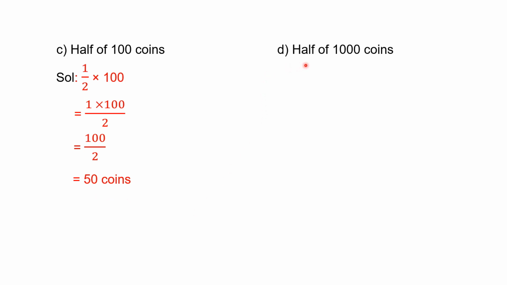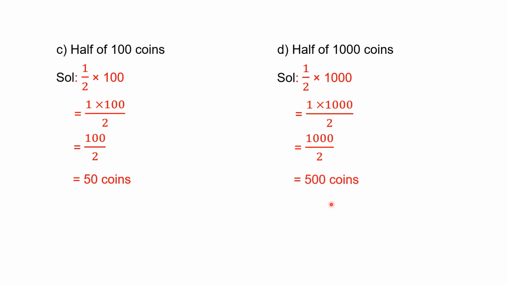Next one. Half of 1000 coins. 1/2 multiplied by 1000. Multiply the numerators. 1 into 1000 divided by 2. That is 1000 divided by 2. We know that 2 5s are 10. So 1000 divided by 2 equals 500 coins. Half of 1000 is 500.